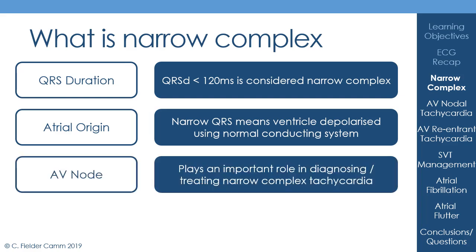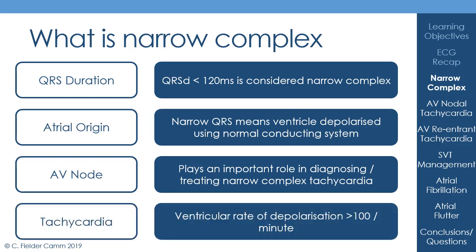The AV node, as that entry point into the ventricular depolarization, plays a really important role for both diagnosis and treatment of these arrhythmias. And of course, because we're talking about a tachycardia, we should say that tachycardia is when there's a ventricular rate of greater than 100 beats per minute. Okay, so these are the things to think about when we're talking about narrow complex tachycardias.